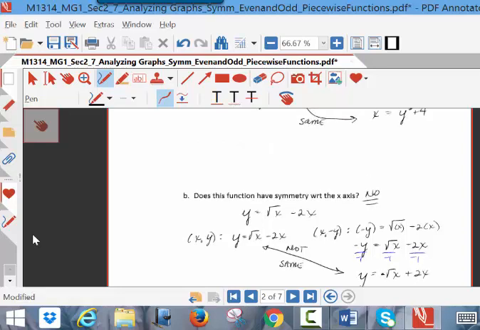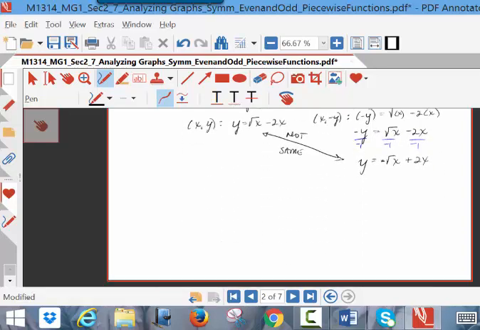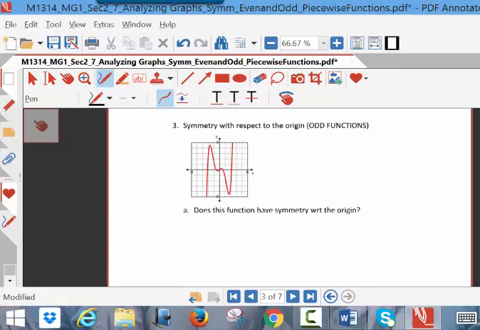Okay. So now let's talk about another symmetry, which is symmetry with respect to the origin, which does have a name. They call it an odd function. Well, you can see the image here, and when we talk about symmetry with respect to the origin, then we're talking really about a twofold situation.